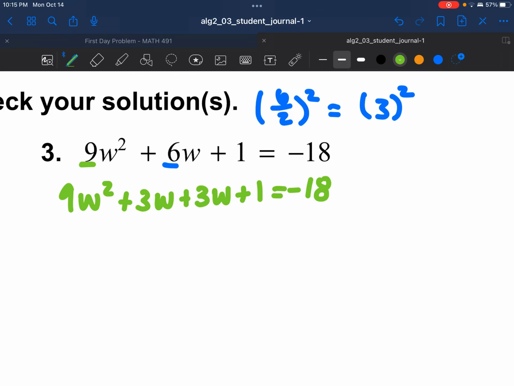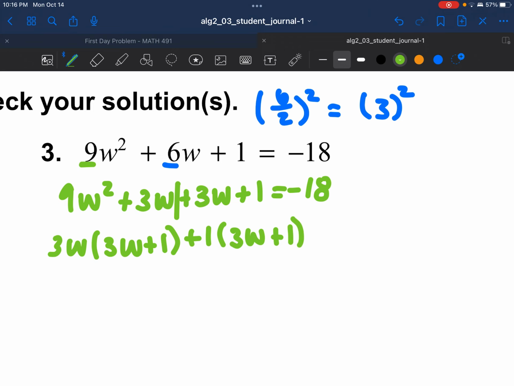And I know to use 3 and 3 because 9 times 1 is 9, and then 3 plus 3 is 6, but 3 times 3 is 9. So remember, we want the factors of 9 times 1, so a times c, that add up to be b, which is that 6 in there. Draw my line, pull out a 3w on the left side, so that's 3w + 1, and pull out a positive 1 on the left side.